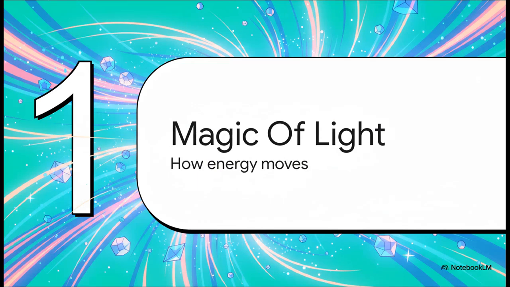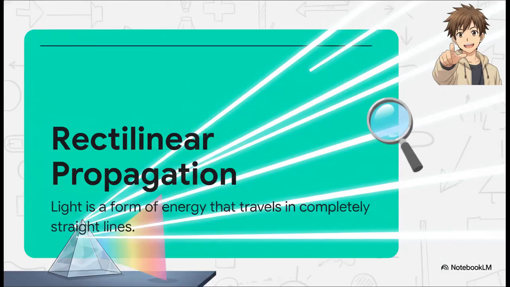Section 1. The magic of light. So the very first crucial thing to understand here is that light exhibits what we call rectilinear propagation. Sounds fancy, I know, but all it really means is that light travels in completely, perfectly straight lines. Like a very dependable friend, it just goes straight. Unless it hits a physical boundary, it doesn't curve, it doesn't zigzag, it just shoots straight forward.